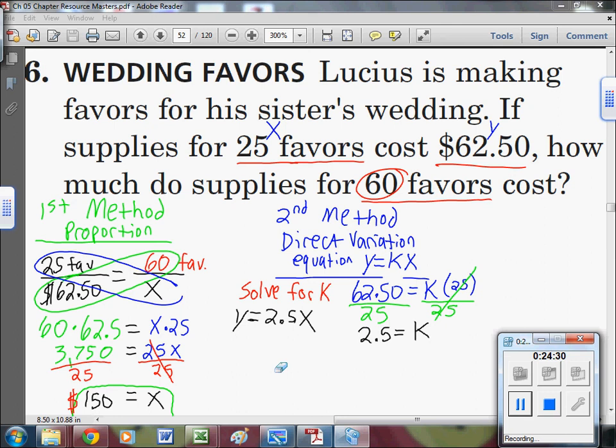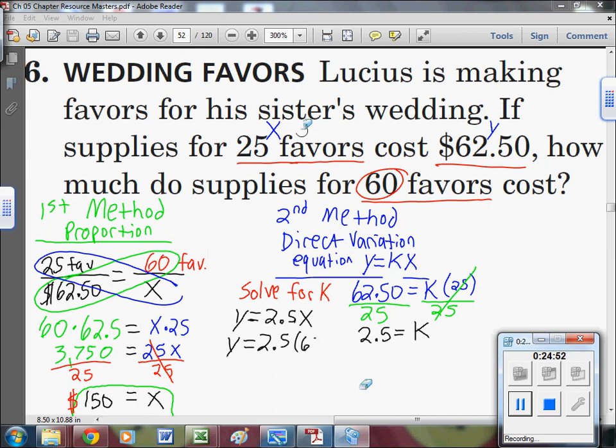So we found out that it's gonna be $2.50. That's going to tell us times how many favors we need. That will tell us how much money it's gonna cost us. So now to answer this question, how much will it cost for 60 favors? You know that favors is X, so we're just gonna plug 60 in to the place of X in this situation.